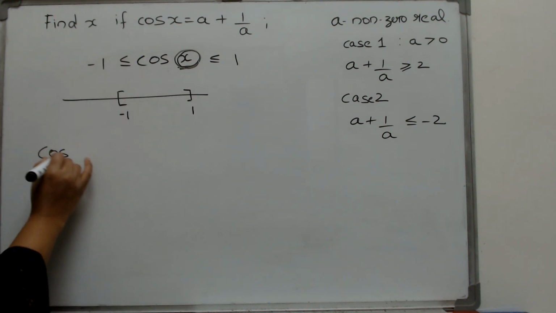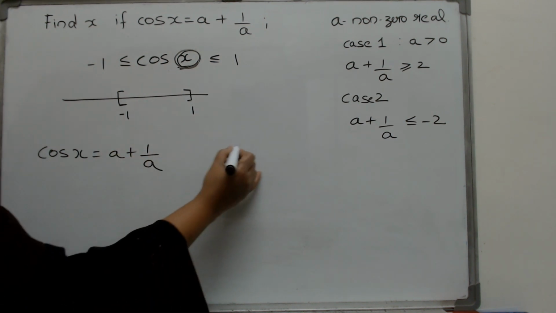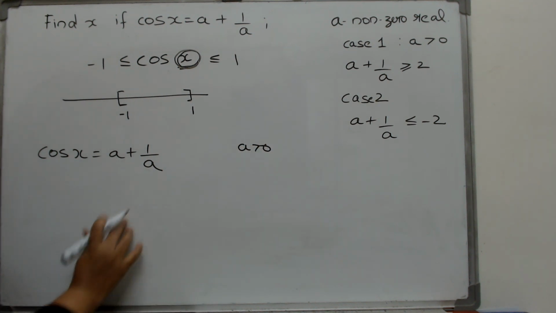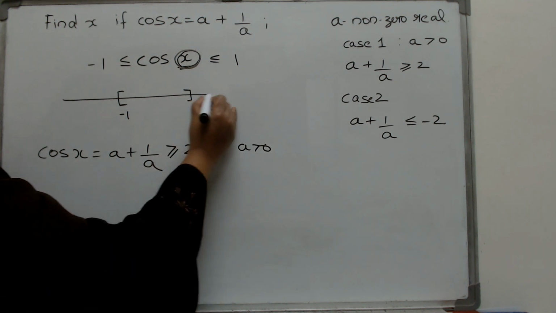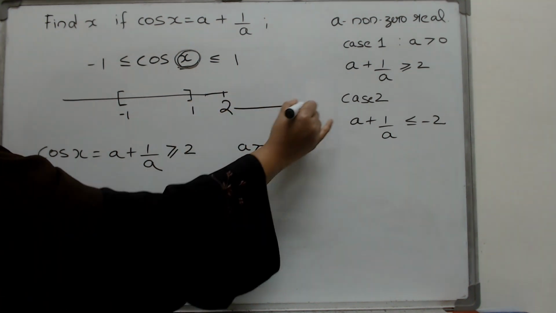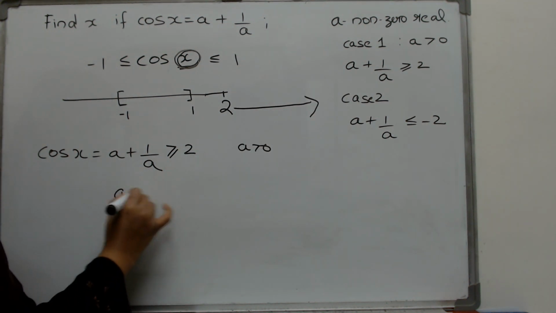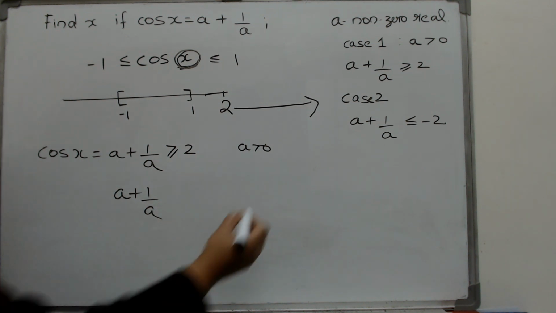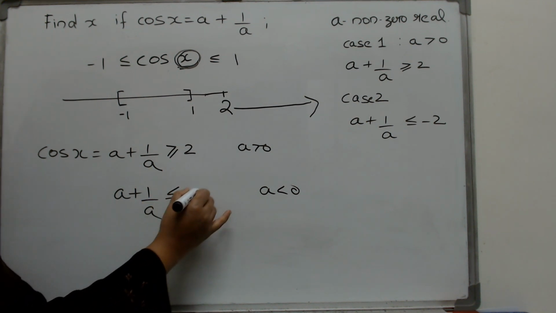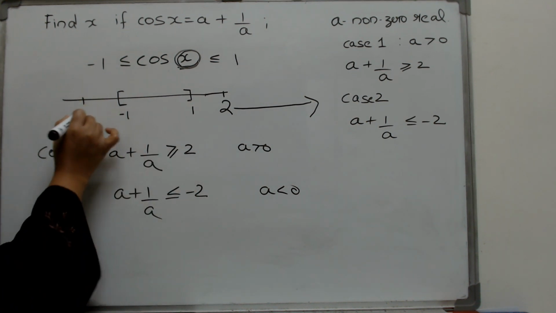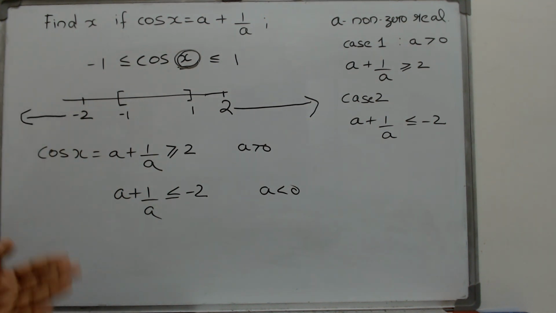Now what do you have? You have cos x is a plus 1 by a. Now if this a is positive, what do we know? Its lower limit is 2. What does that mean? If 2 is here, it goes all the way here. That is not possible. And maybe we have hope if a is negative. If a is negative, what happens? Then it has an upper limit of minus 2, which means what? It goes all the way here. That again is not possible.